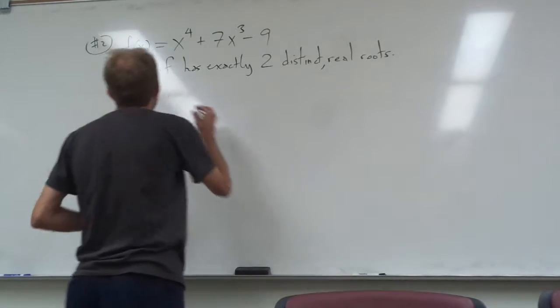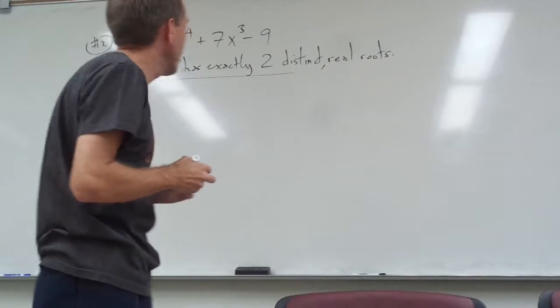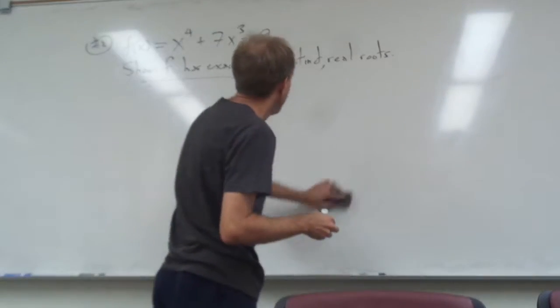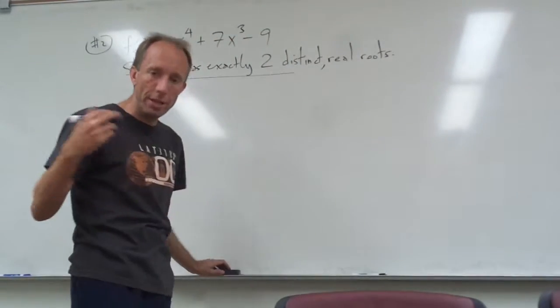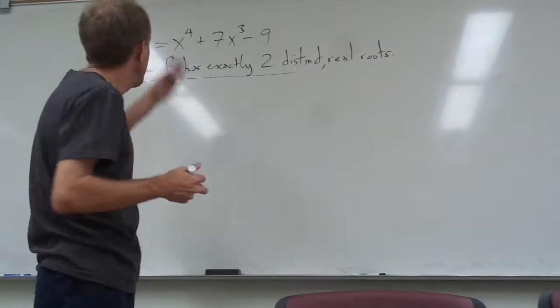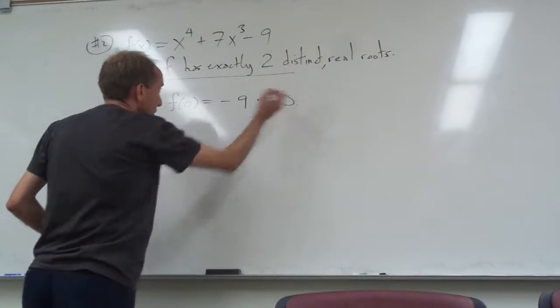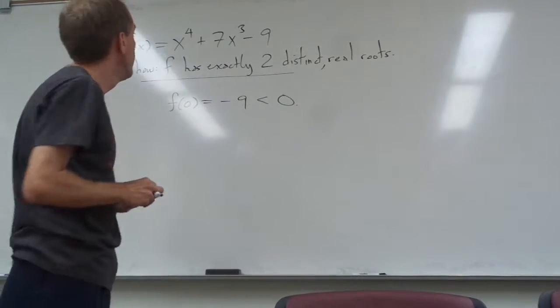Now, this might make you think of something like the location of roots. We've done this before, where you're using an application of the intermediate value theorem. So you might plug in some x's. For example, I always like to put in 0 because that's really easy. So f of 0, for example, is negative.